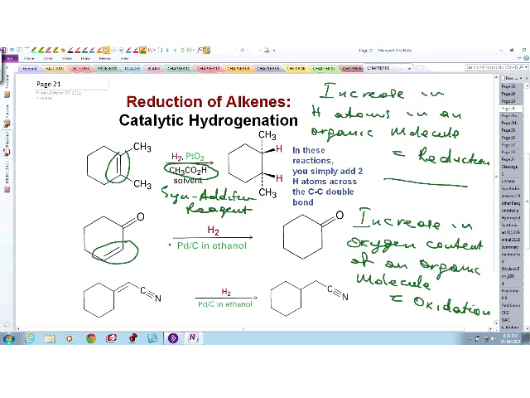Same thing here. Take a look at this. What have we done using hydrogen? In this case, instead of using platinum, we could also use palladium.